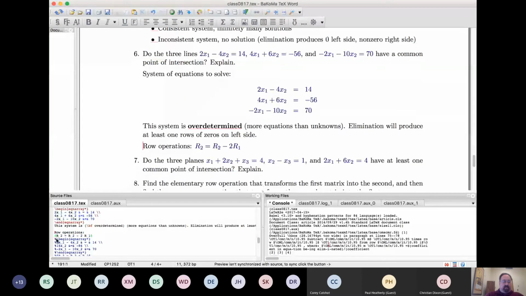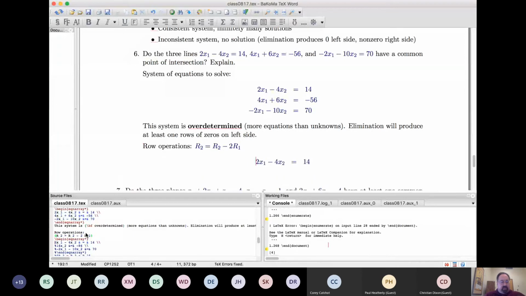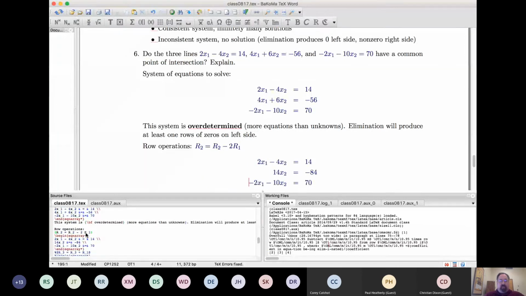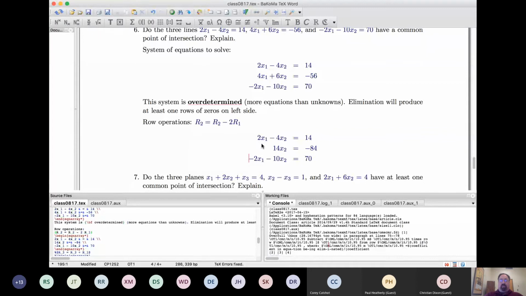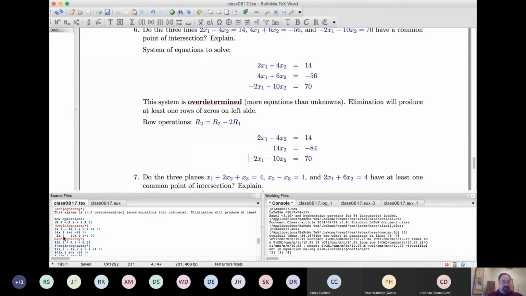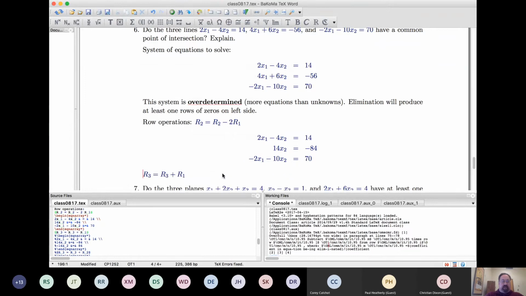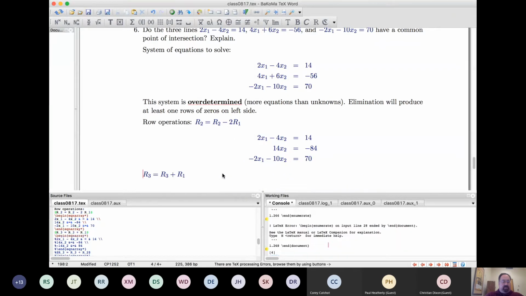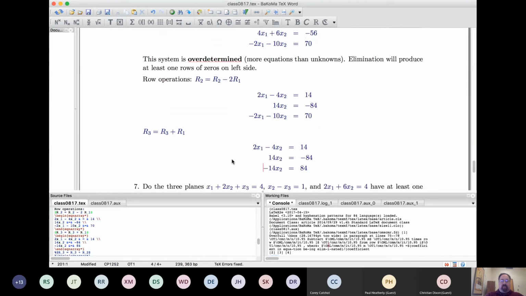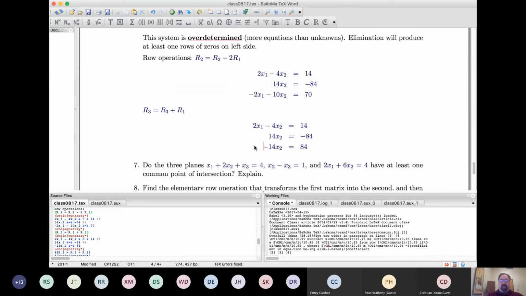So we see what that does. Okay, so that part's eliminated. And then I'm just going to take these rows and add them together to eliminate that minus 2x1 down below. And see what we get.